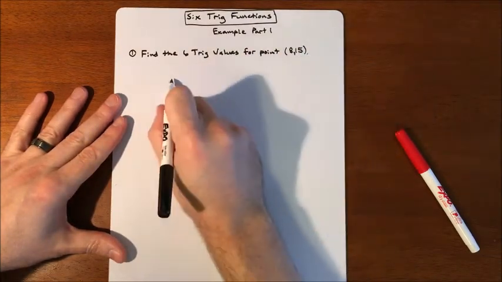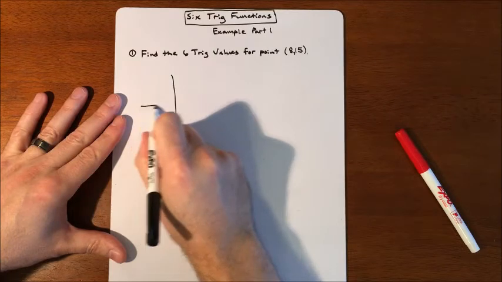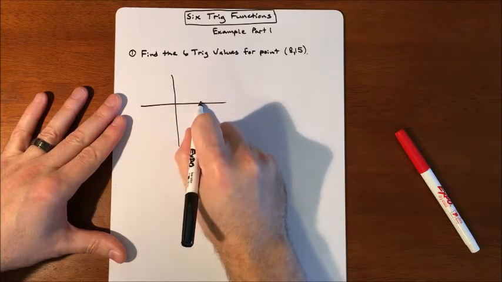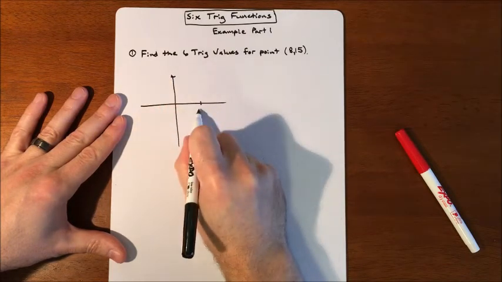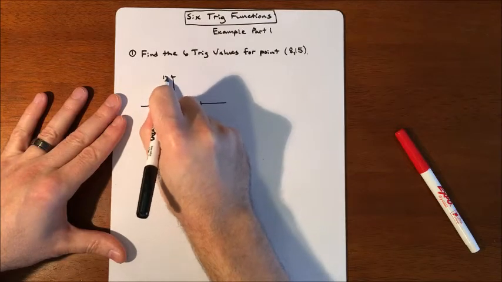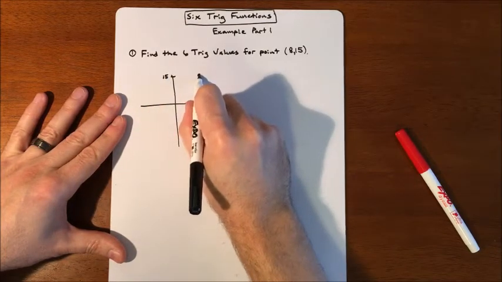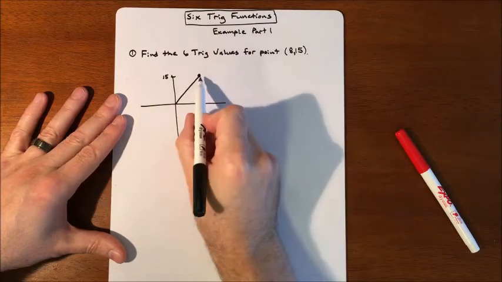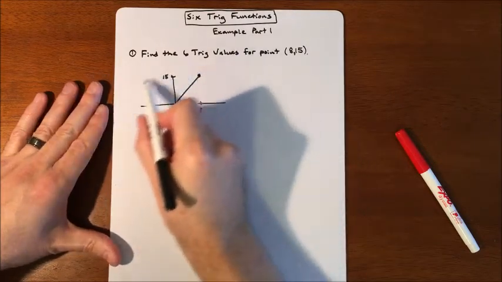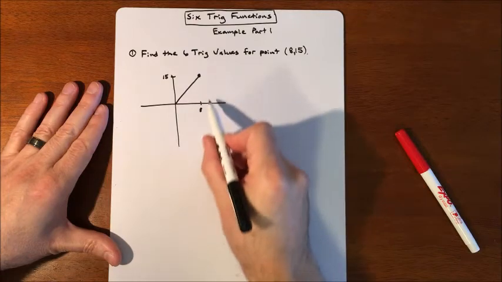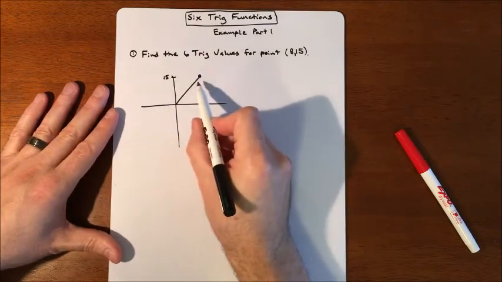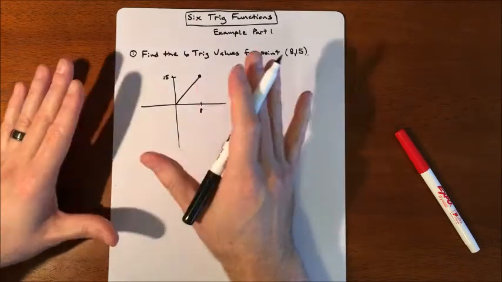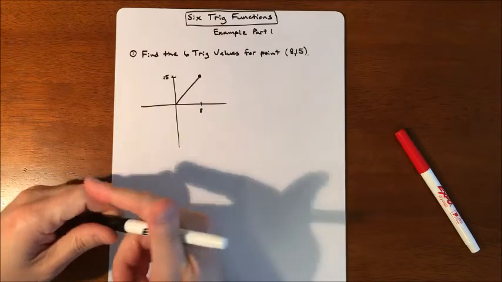So if I'm going to be trying to find the 6 trig values, I'm just going to plot this point, just to get a rough idea. Then I'm going to go out 8, up 15, and here is my point. And then I'm going to connect this, and this would be part of a circle. The idea is that everything's kind of cyclical.